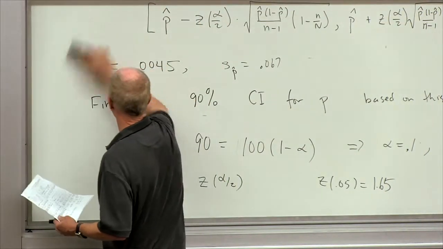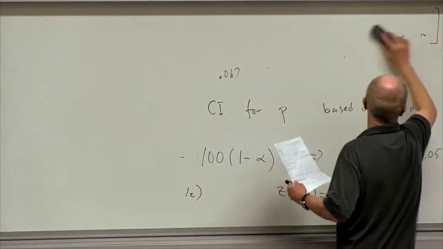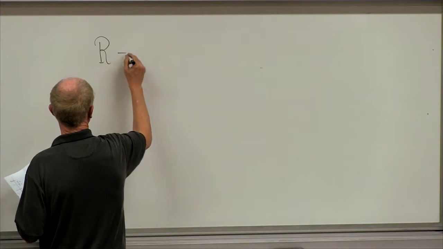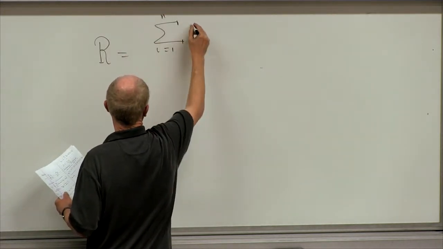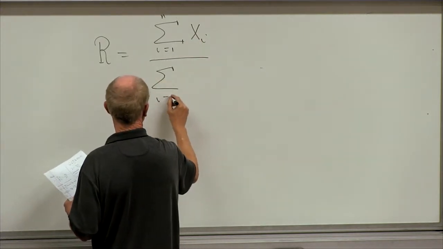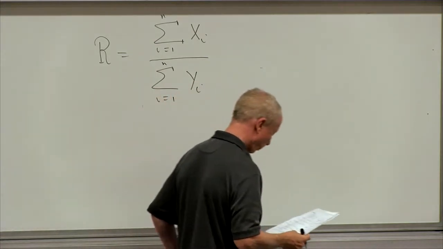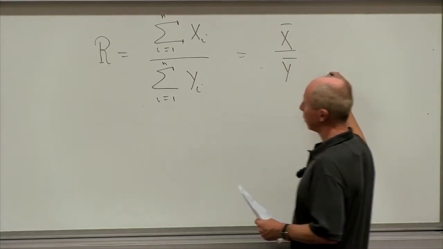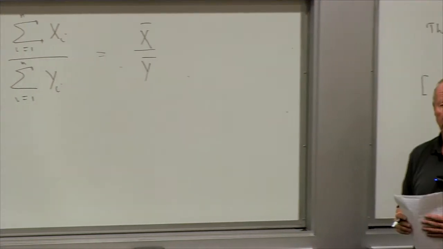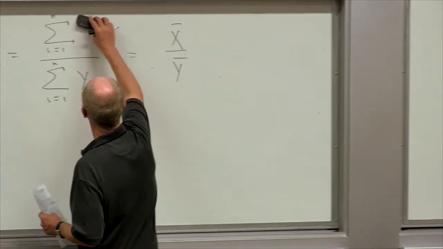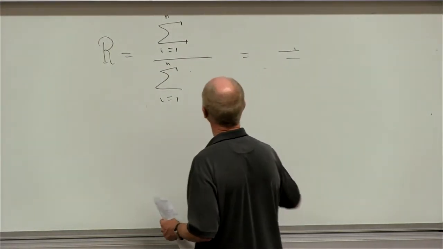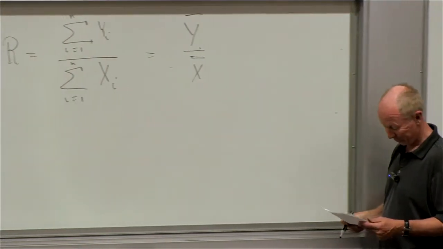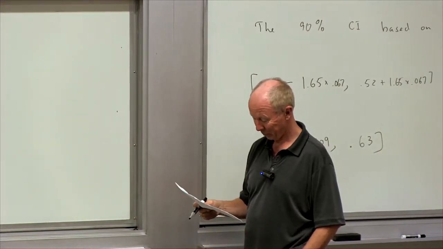Our estimator for little r, based on this sample, will be capital R. Which we can also write as x bar over y bar. Yeah. So why is little r y over x and big R is x over y? Oh, because I got confused. Thank you. Thanks for pointing that out. Okay.